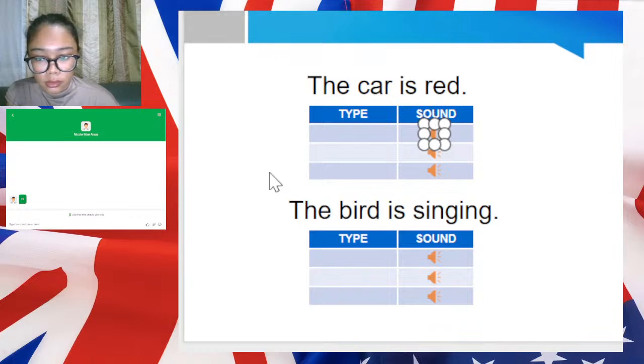The car is red. All right, again. The car is red. The car is red. The car is red. What did you notice from the audio?